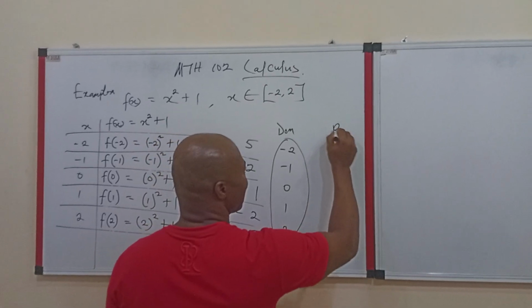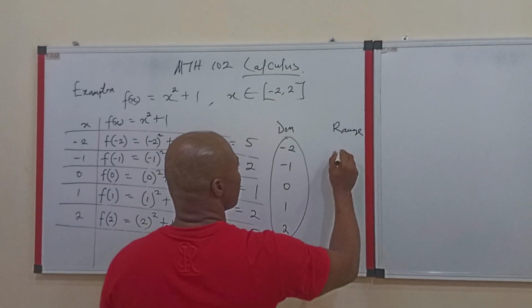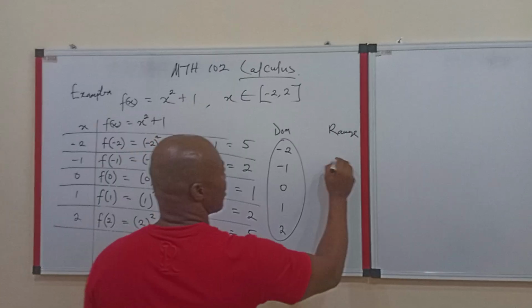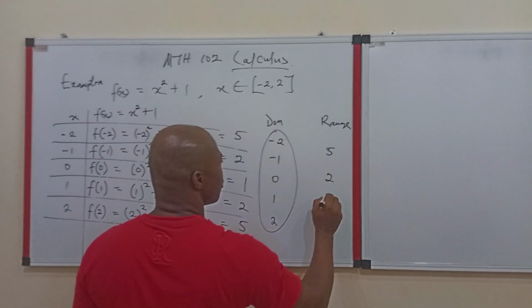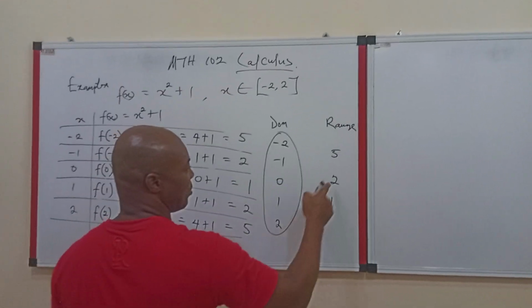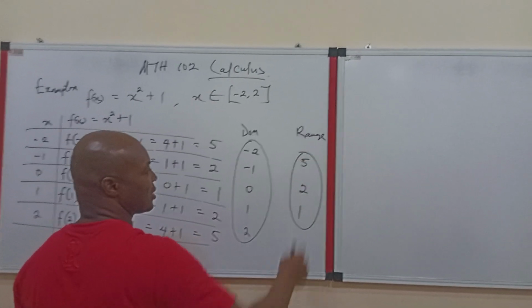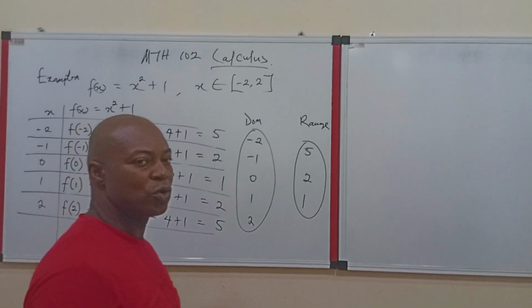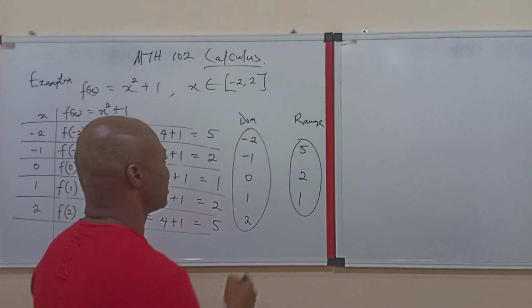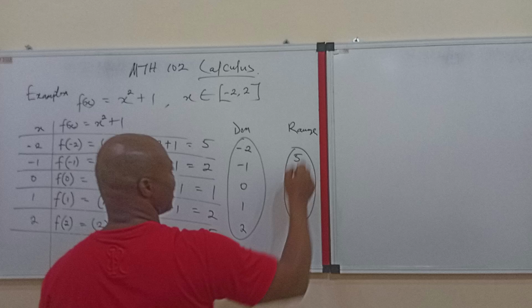Now for the range values, we have 5, 2, 1, 2, 5 again. But we already have 2 and 5, so I will not write them again. Because in this mathematics, with what we are doing, it is not good to repeat something you have already written. So this one is how it will be. This one is the range value.